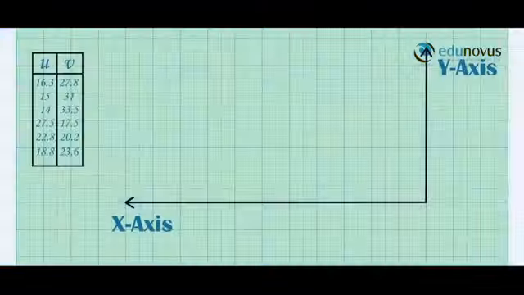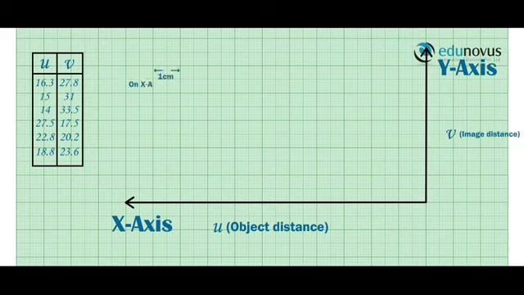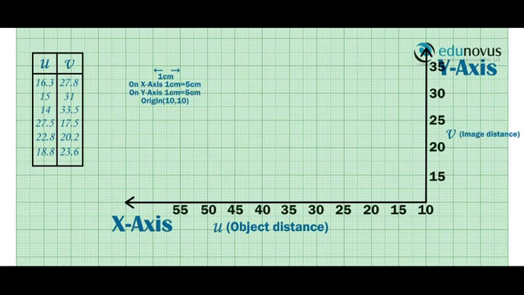UV graph, convex lens. Using the values of U and V, we plot a graph by taking U on x-axis and V on y-axis. We select a suitable scale. On x-axis, 1 cm is equal to 5 cm. On y-axis, 1 cm is equal to 5 cm. Origin is 10, 10. Now, let us plot the points on the graph.